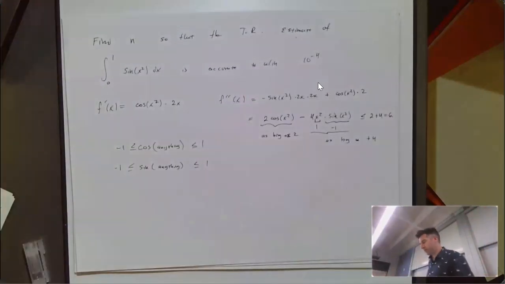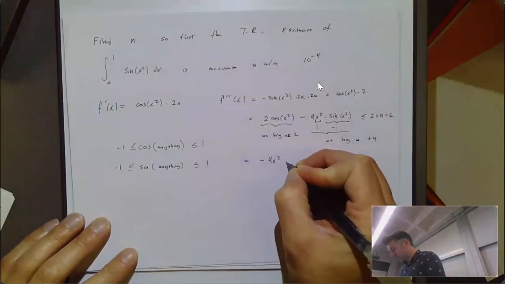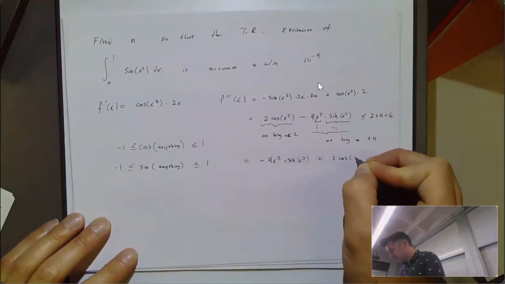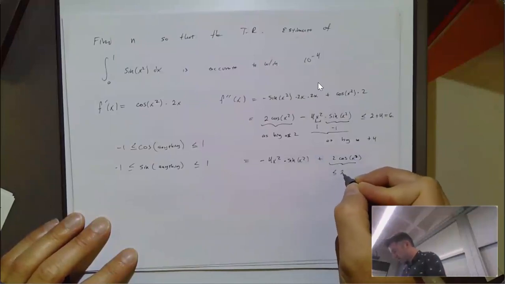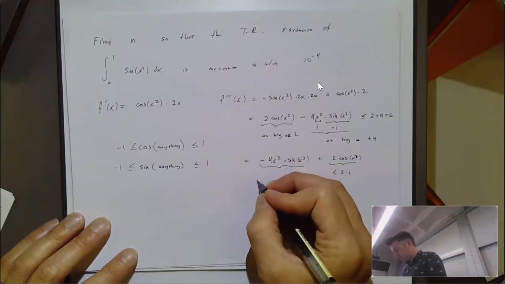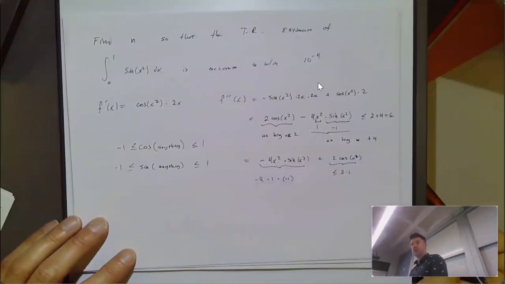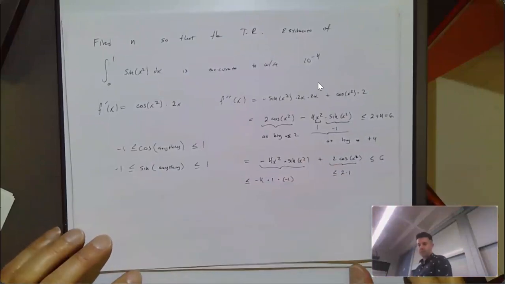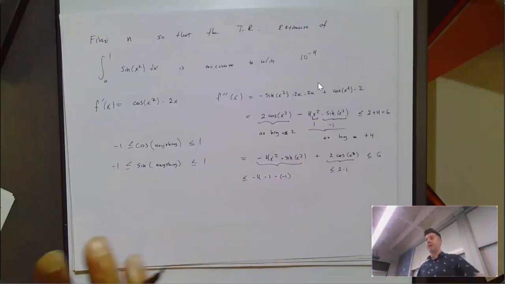I feel like I might be glossing over the negative sign of this. So let me rewrite this just so it's a little bit easier to see. You could also write this as negative 4x squared times sine of x squared plus 2 cosine of x squared. And then I think it's a little easier to see, oh yeah, the biggest this can be is 2 times 1, and the biggest this can be is negative 4 times 1 times negative 1. And that's the biggest each of these can be. And then that's going to give me 6. So a lot of this is a little hand wavy. People are like, well, I can make this as big as possible, and then that's what we're going to do.